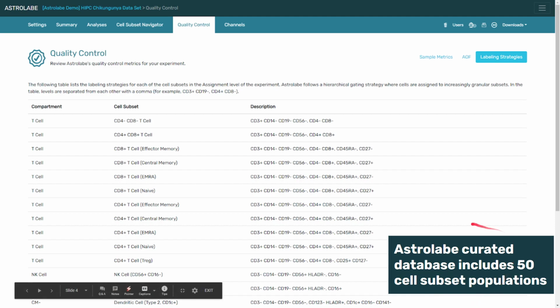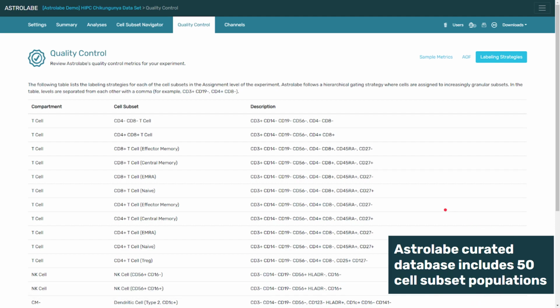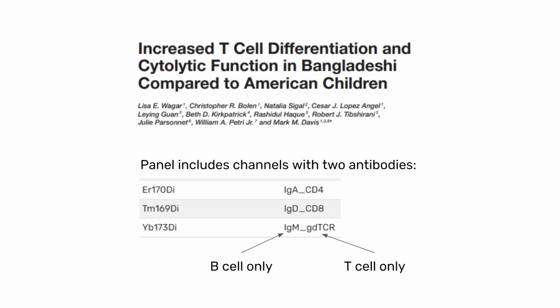Astrolabe has a curated database which has 50 different cell subset populations. These can be matched to your panel by looking at the different antibodies you use and seeing how they correspond to our curated database. The hierarchy can also be customized.